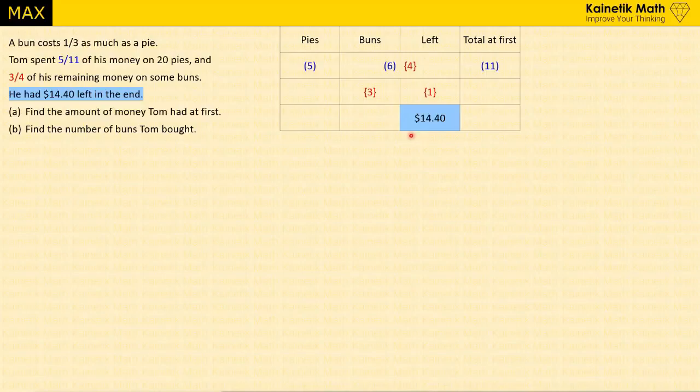So we have made use of the 3 pieces of information given that involves the portions of the money. Now let's take a quick look again at part A, which is we want to find the amount of money Tom had at first, and that's exactly this box, because this is where the total at first is. So it's good for us to also put a question mark there to remind ourselves that that's our objective for part A. So we need to find a way to find out what is the value of this box.